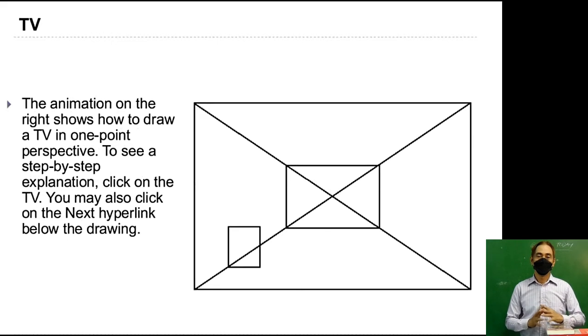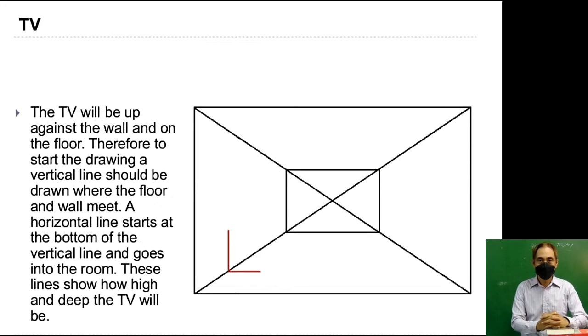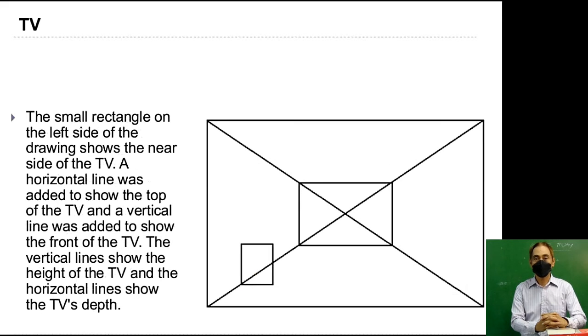Now, the animation on the right shows how to draw a TV in one-point perspective. This TV will be up against the wall on the floor. Therefore, to start the drawing, a vertical line should be drawn where the floor and the wall meet. The small rectangle on the left side of the drawing shows the near side of the TV.